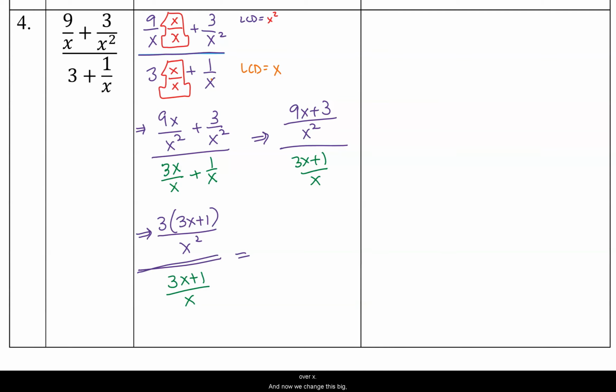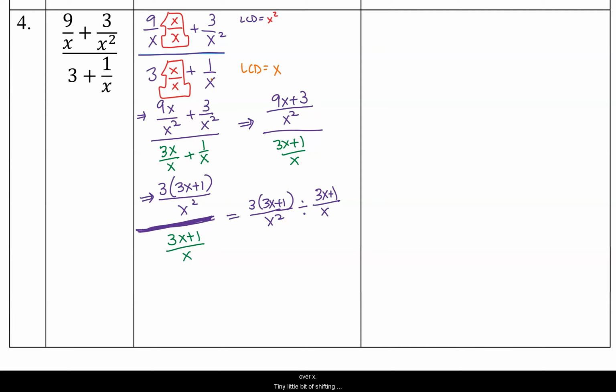And now we change this big division problem into a regular division problem and then a multiplication problem. 3x plus 1, x plus 1 over x squared divided by 3x plus 1 over x. Tiny little bit of shifting around. And then we copy, dot, flip, and we can cancel common factors. 3x plus 1 will cancel. The 1x on top cancels with 1x on the bottom. And straight across 3. And on the bottom, x.